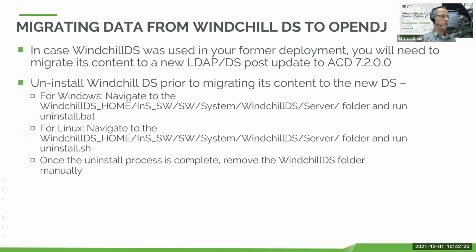Once that OpenDJ as well as ACD are installed and configured properly, the next step will be to migrate any of the existing data or user base from the previous Windchill DS in case you use one. In order to do it, first thing that needs to happen here, you need to uninstall the Windchill DS. So you can follow those command actions here for either Windows or Linux operating systems. And once the uninstallation is complete, you need to manually remove the Windchill DS folder.